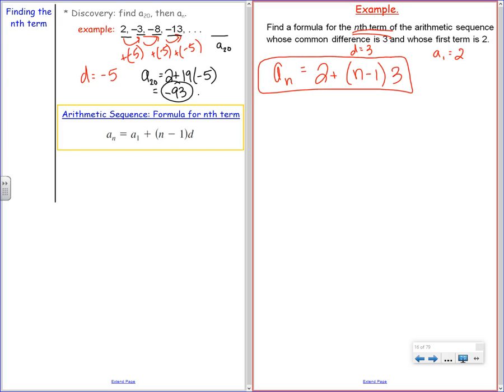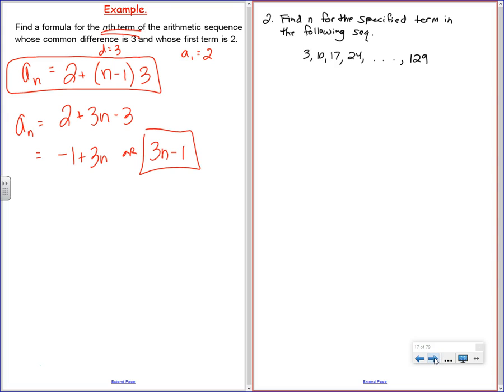But, I mean, we know algebra, so you could also do some things like distribute the 3 and simplify. So it could also look like negative 1 plus 3n or 3n minus 1. So sometimes these nth term formulas might look different, but they all come from the same original formula. And you have arithmetic. If you're a highlighting person, you might want to highlight that box. It's pretty important.